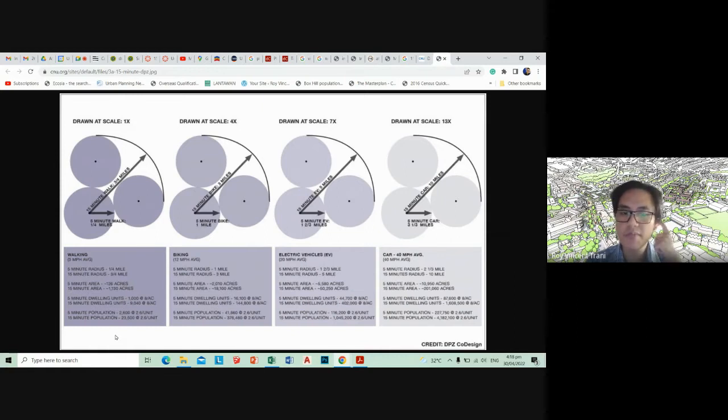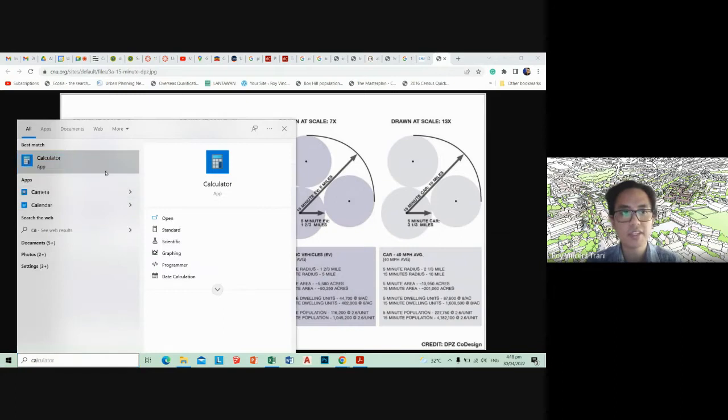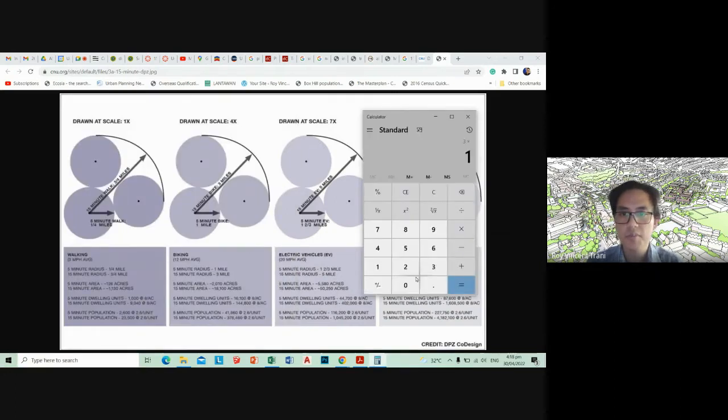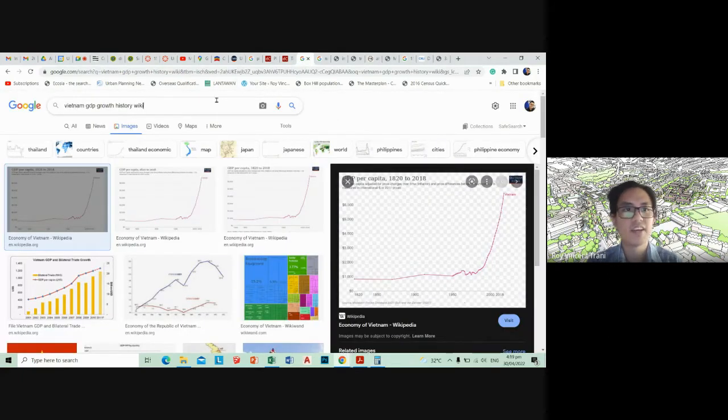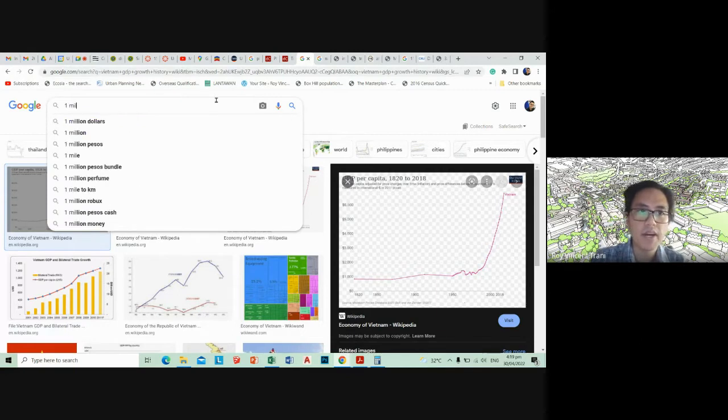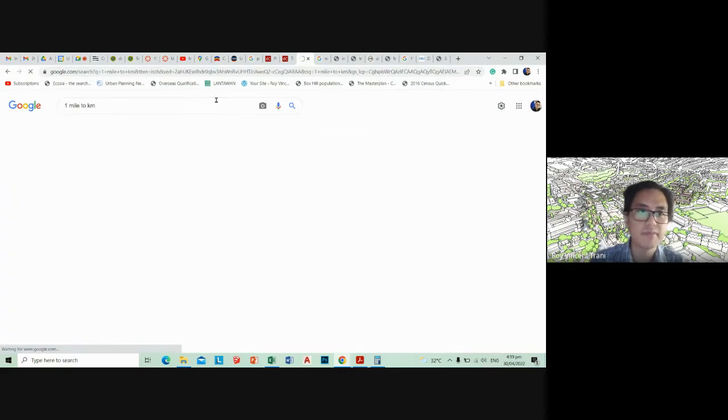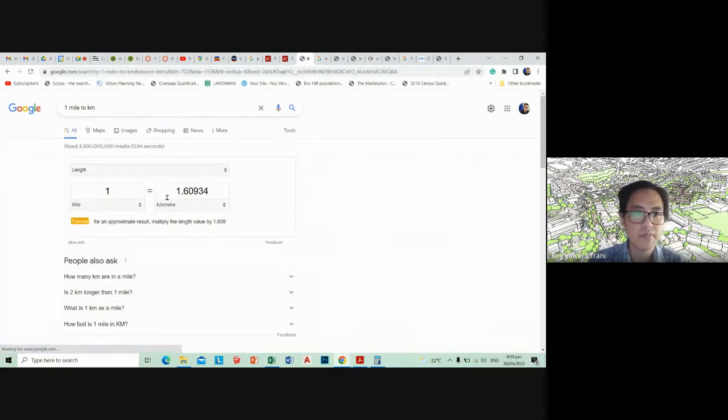And then for 15 minutes, it's 3 times 1.6. About 4.8 kilometers. Is that right? 1 mile, 1.6 km. Let me open up my thing again. Yeah, 1.6. Yep.